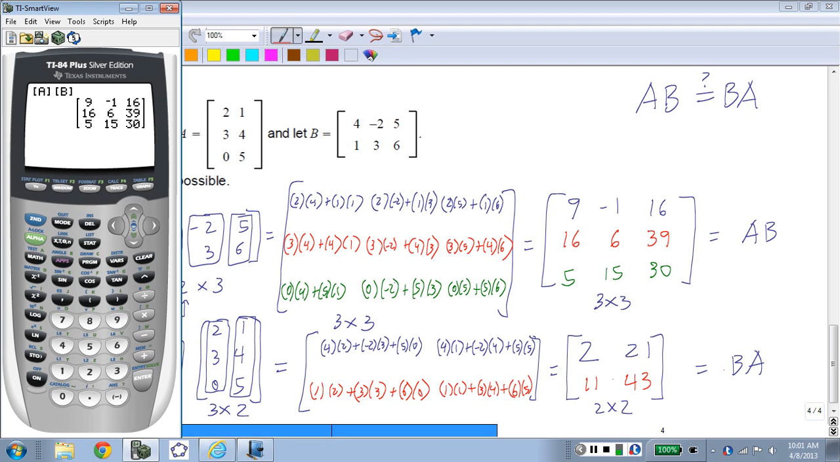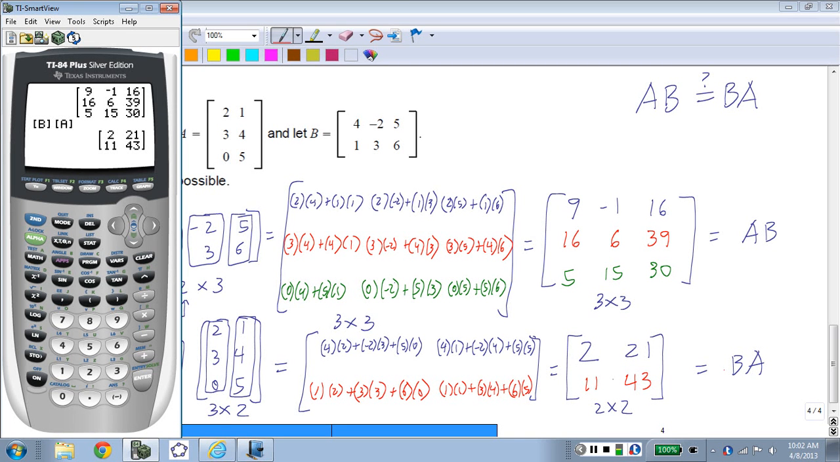You can reverse it. Second matrix, select matrix B first. Second matrix A. If you multiply B by A, the calculator figures out that needs to be a 2 by 2 matrix. And you see the entries there, 2, 21, 11, 43. You wouldn't really look at these and think that they came from the same two matrices, just reverse the order of the multiplication.